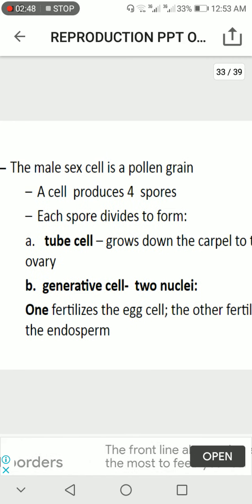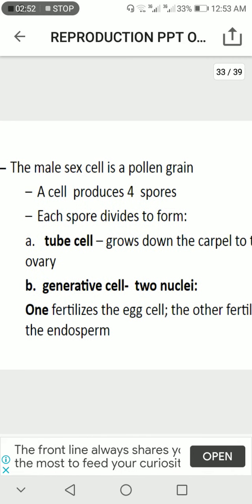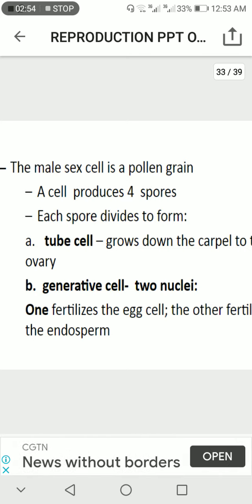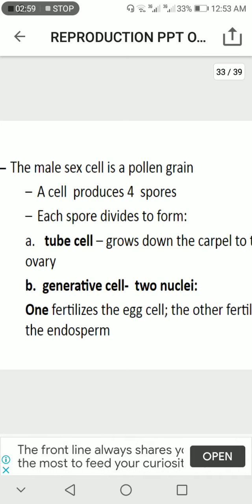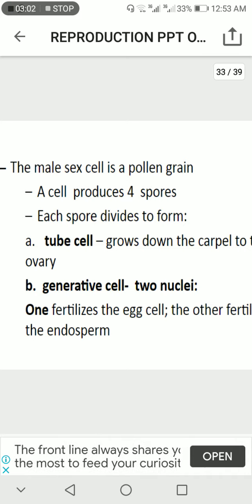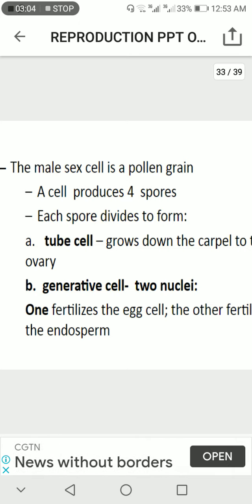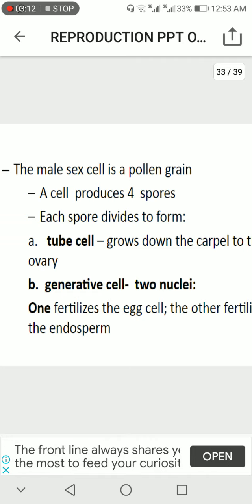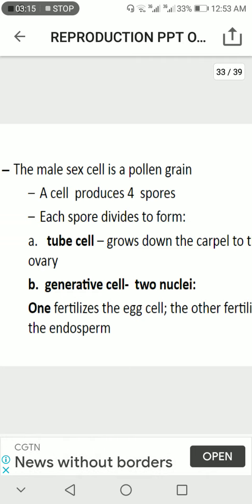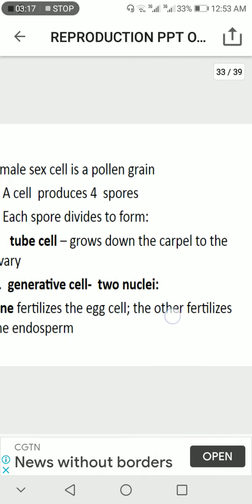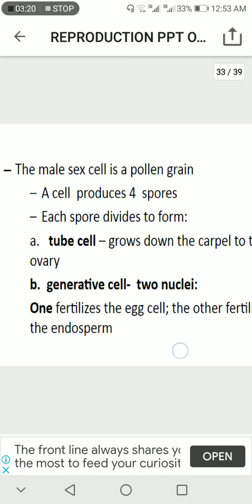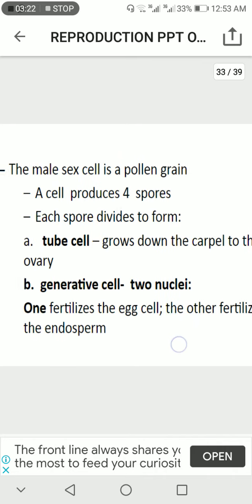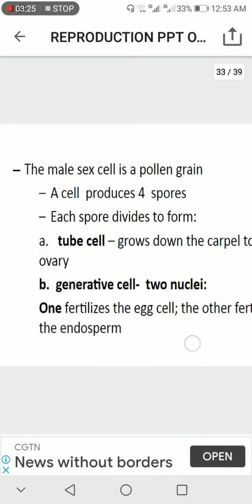When we talk about the male sex cell, it is the pollen grain, a cell which produces four spores. As you all know, meiosis takes place to make the gametes. So as a result of meiosis, four spores are produced. Each spore divides to form a tube cell. It is an incomplete division. Inside each cell, two nuclei are present. The tube cell nucleus grows down the carpel to the ovary, and the generative cell nucleus further divides into two nuclei. One fertilizes the egg cell and the other fertilizes the endosperm.